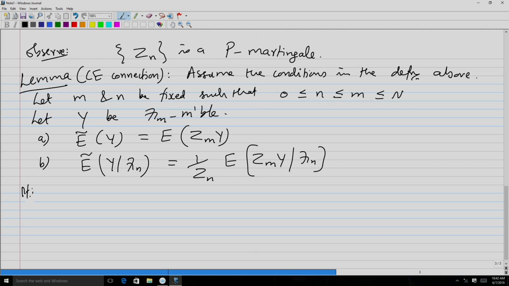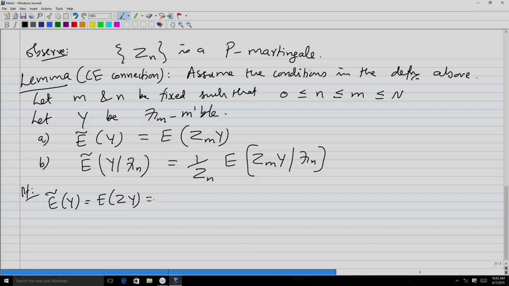So, to the proof, the first part is very simple. Let us quickly see that this is actually the expectation of. If Z is the Radon-Nikodym derivative, then for any random variable, we have already seen that E and E tilde are connected through Z in this manner. Y is F_m measurable and hence Y is F_N measurable, so it is there in the full space, and hence this result is true, as we have seen earlier.